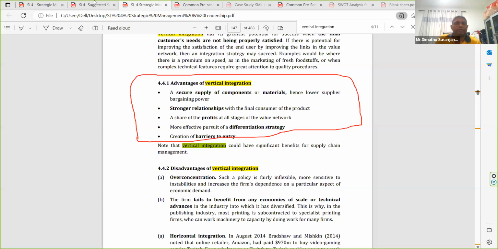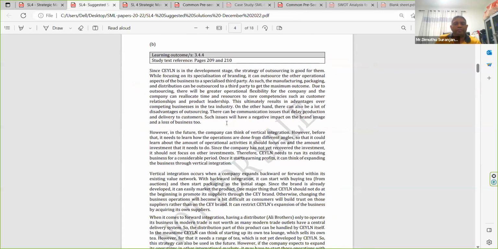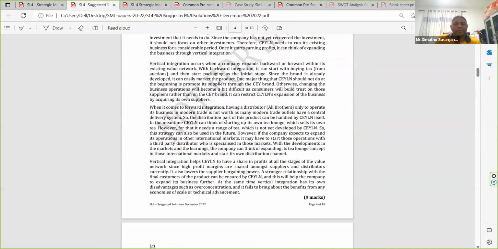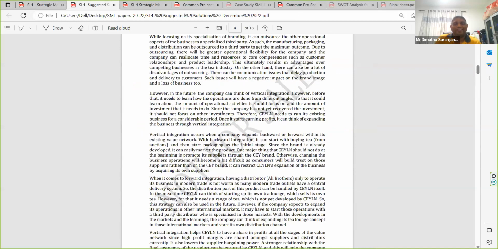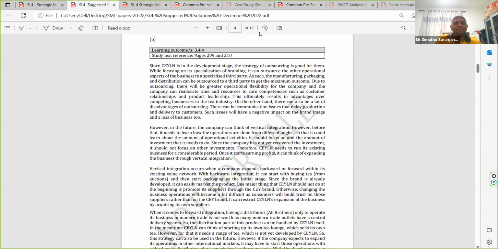Shall we look at what examiners say on this one? See, huge answer. Since Ceylon is in the development stage, the strategy of outsourcing is good for them. While focusing on specialization of branding, it can outsource the other operational aspects of the business to specialized third parties, such as manufacturing, packaging, and distribution, to get the maximum outcome.